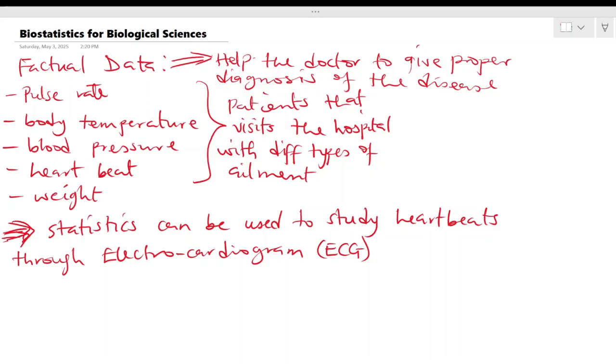Okay, so that's another key way in which you study heartbeats and you're able to know the state of the heart of the patient, if the patient is prone to heart attacks, and that will immediately inform the doctor of what proper treatment or advice should be given to the patient.